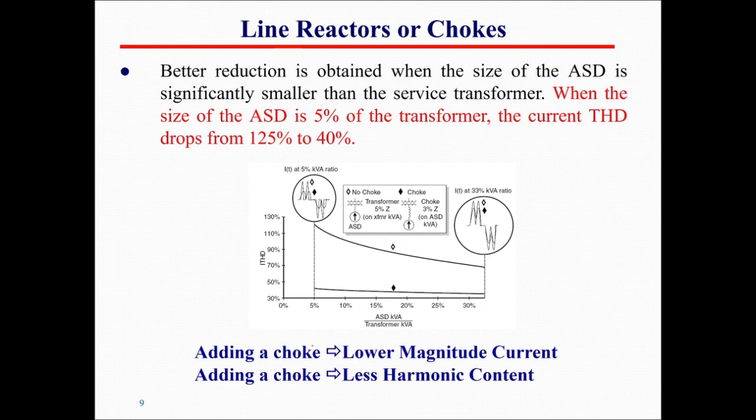Therefore, adding a choke will lower the magnitude of the current. Okay, so as you can see, this is without choke, that is with the choke. So we are lowering the magnitude of the current. At the same time, we're going to have less harmonic content. Okay, so as we can see, without the choke the harmonic content is 125%, but with the presence of the choke, we are able to reduce it to around 30, maybe 35 or 40%.